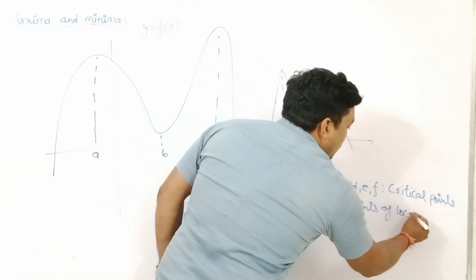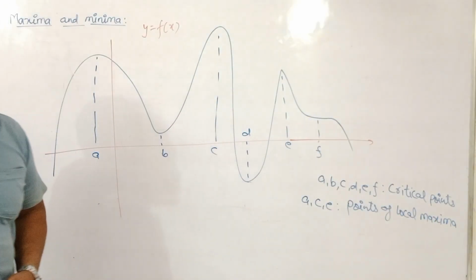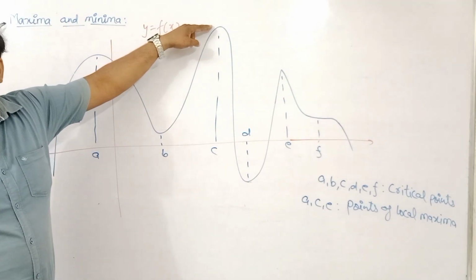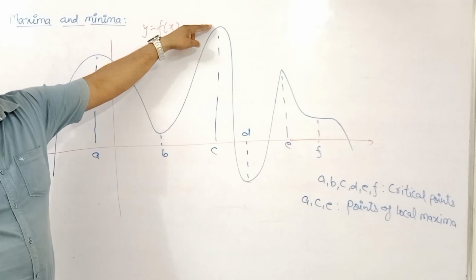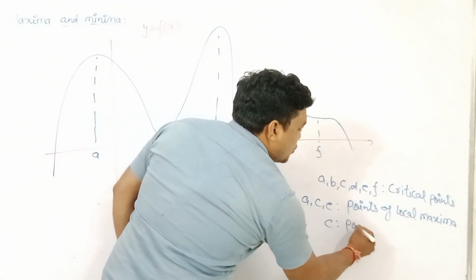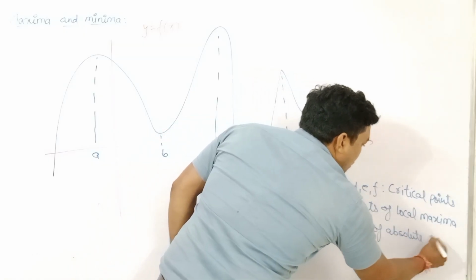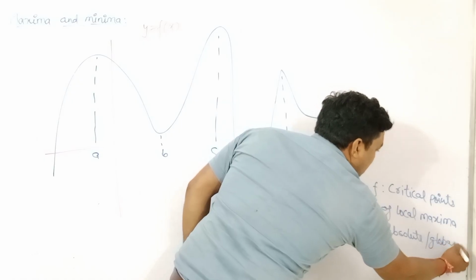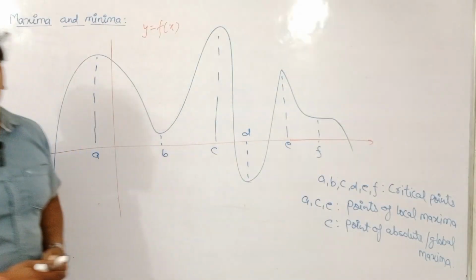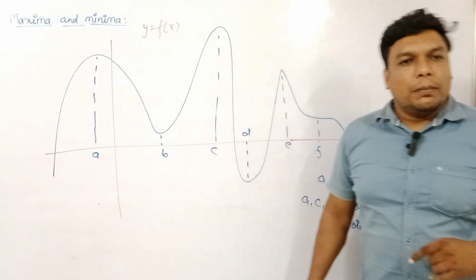These are points of local maxima. Out of these points, this is what? Maximum value out of local maxima. This is the maximum value. So this point is C. This is the point of absolute or global maxima. Got it or not? Okay. जो सबसे highest है, that is what? Global or absolute maxima. Okay.